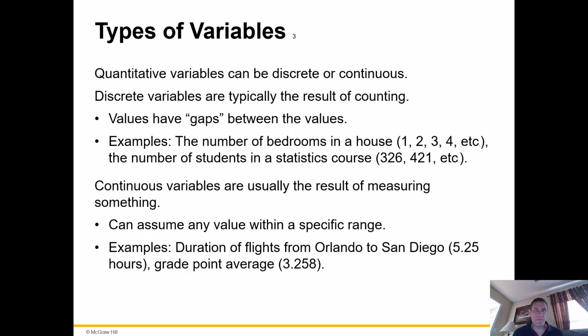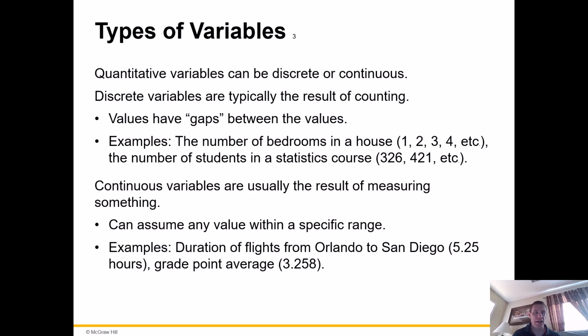All right, so as we said, I just wanted to kind of set this up for you. So quantitative variables can be discrete or continuous. Discrete variables are typically the result of counting. So the values have gaps between the values. So think about, as their example, the number of bedrooms in a house, right? 1, 2, 3, 4. You don't have like 1.017 or 2.574 bedrooms. It's just going up in those by those gaps, if you will. The number of students in a statistics course could be 1, it could be 10, but it wouldn't be like 1.7, right? Or 1.5172. It would always go up incrementally.